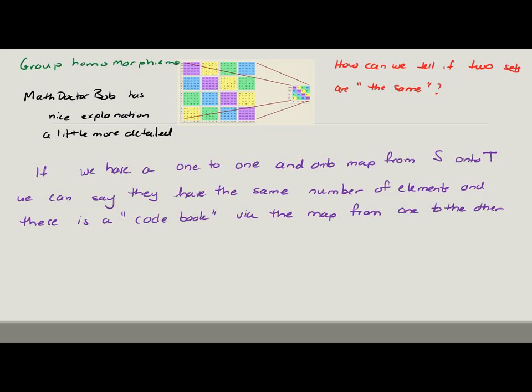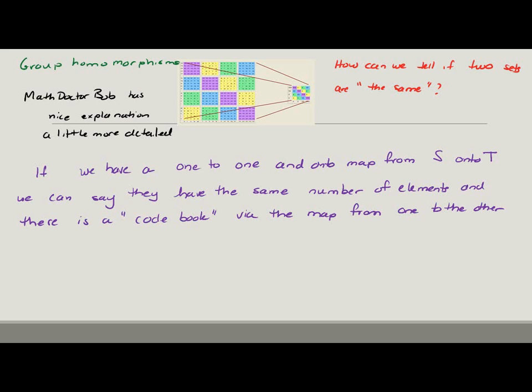But how can we tell if two sets are the same? We already have the definition of isomorphism because, strangely enough, Fraleigh gave it even before he defined groups. It's at the very beginning of your book, before groups, which is strange because we talk about group isomorphisms. But if we have a one-to-one onto map just from two arbitrary sets, if you ever take combinatorics, that's a wonderful class to take.